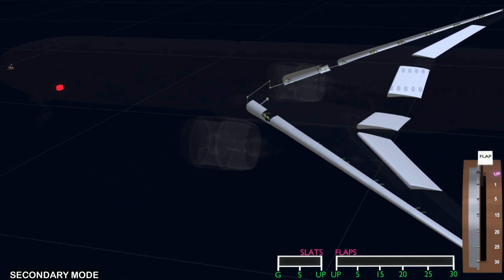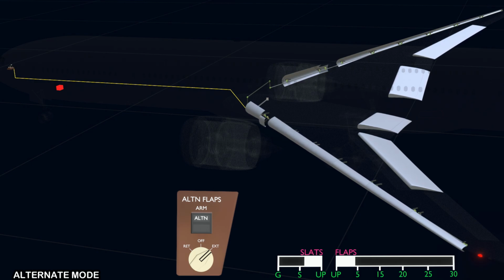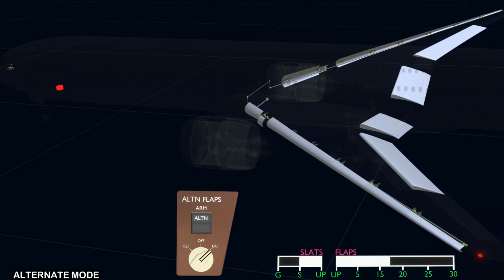If the computer malfunctions, the flaps and slats can be controlled using the alternate mode. Arming the system will disengage the current mode and prevent the computer from controlling the flaps and slats. Let's extend the slats in alternate mode. The switch directly sends a signal to the electric motor to run. Since the computer has been bypassed, there will be no sequencing. The slats and flaps will extend simultaneously. In the alternate mode, the slats can only be extended to the sealed position and flaps to maximum 20.